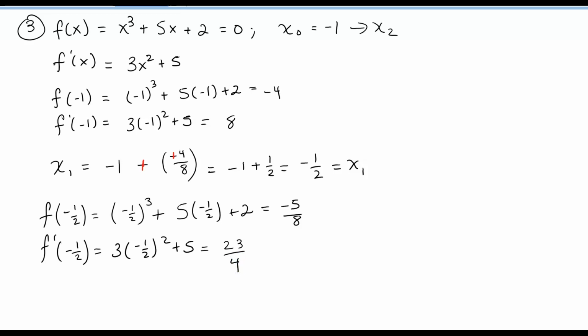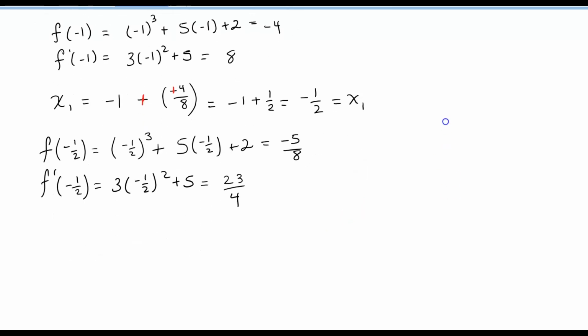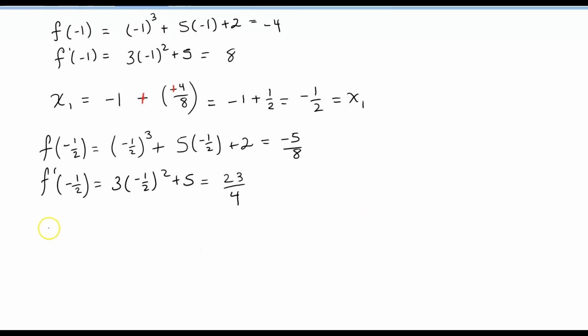So if you're not particularly good with fractions, well, I'll say a prayer for you. All right, but it's just some simple arithmetic if you think about it. So to find x sub 2, we take our x sub 1, which is -1/2, and we're going to subtract, in this case, -5 over 8 divided by 23 out of 4. And again, when dividing fractions, always remember to KFC. I'm going to make those both positive to make it a little bit easier.